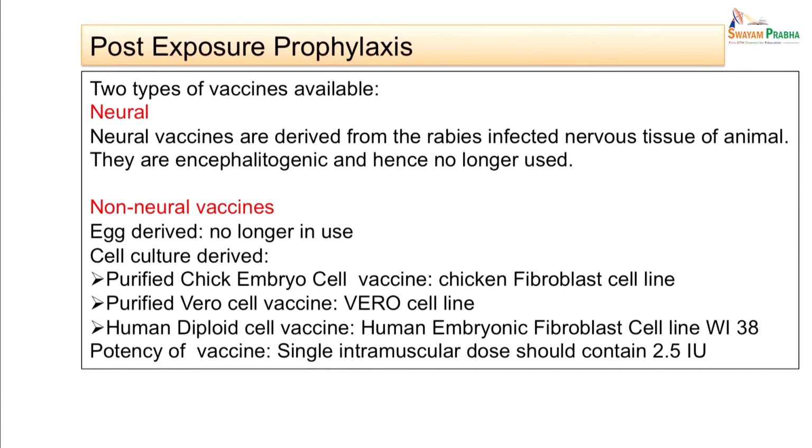The three vaccines commonly available are: purified chick embryo cell vaccine, which is prepared using a chicken fibroblast cell line; purified Vero cell vaccine, which is prepared using the Vero cell line; and human diploid cell vaccine, which is prepared using a human embryonic fibroblast cell line, that is WI-38. Now, the potency of the vaccine: each dose should contain 2.5 international units, and the dose is the same for all three types of vaccines.